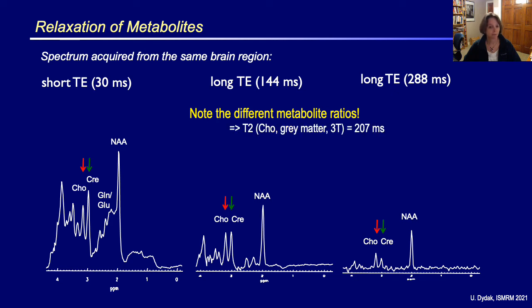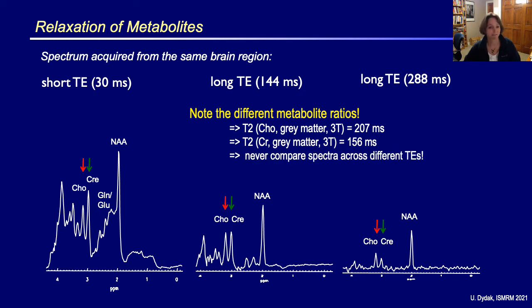For example, the T2 of choline in gray matter at 3 Tesla is 207 milliseconds, whereas that of creatine in gray matter at 3 Tesla is 156 milliseconds. In fact, you should also note that the T2 will vary across different tissue, for example gray matter and white matter. It can vary with age, and it definitely is different for each metabolite. So the appearance of your spectrum will be influenced by the echo time, unless you're acquiring an FID where there is no echo time. You always have to bear that in mind and never compare spectra across different TEs.